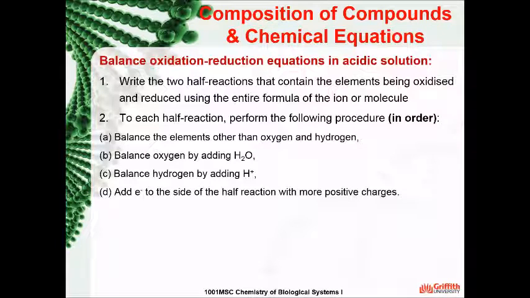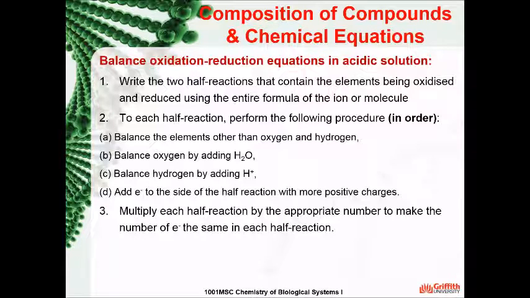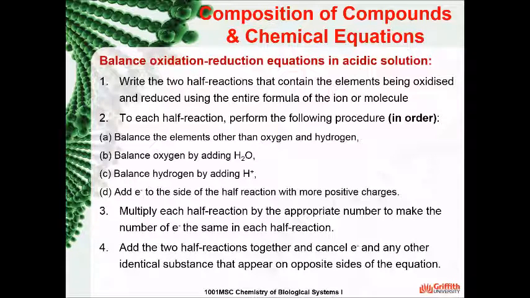We then add e-, the electrons, to the side of the half reaction with a more positive charge. We can then multiply each half reaction by the appropriate number to make the number of electrons the same in each half reaction. Finally, we add the two half reactions together and cancel the electrons and any other identical substances that appear on opposite sides of the equation.